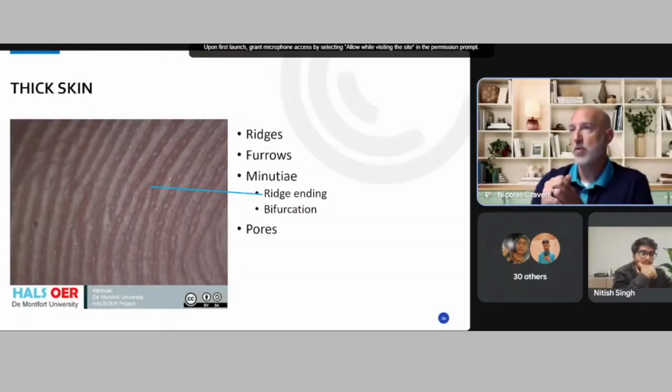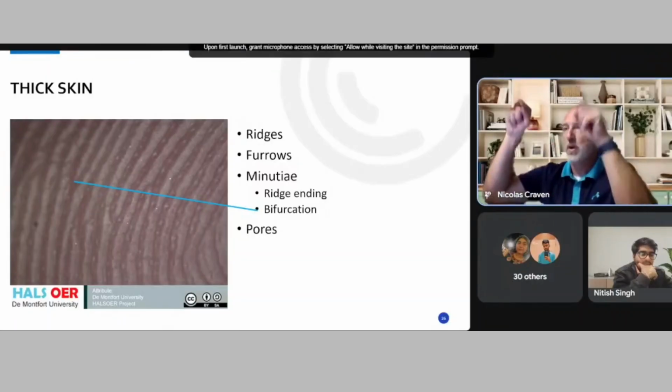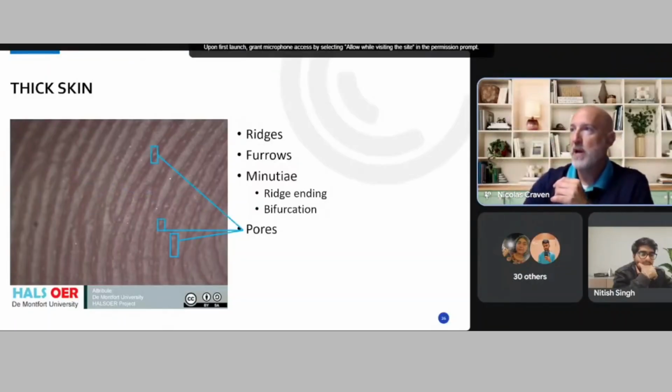As you can see right here, it looks like a ridge ending, where the ridge goes and then stops, versus a bifurcation. Sometimes it's hard to tell the difference between a ridge ending and a bifurcation, where the ridge, as opposed to stopping, maybe this time it opens up into two. And then we also have pores. So you can see the pores showing up right here in the skin.